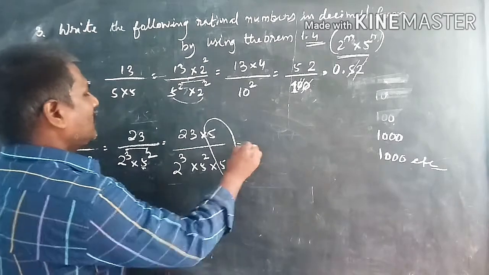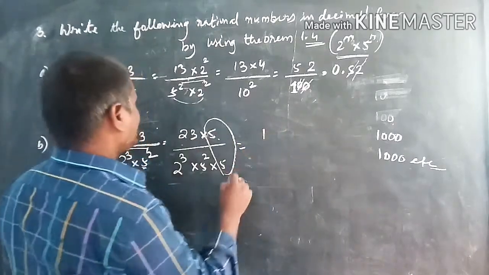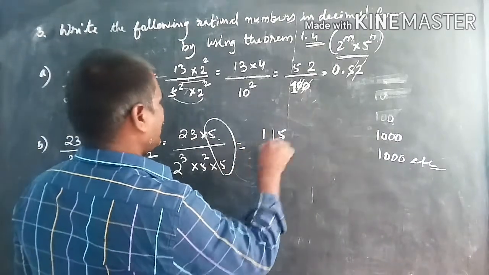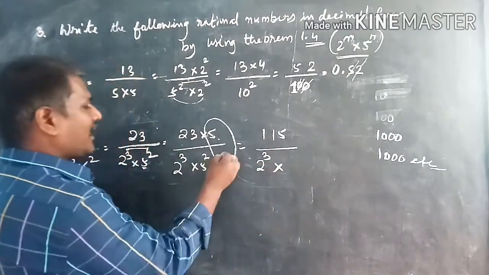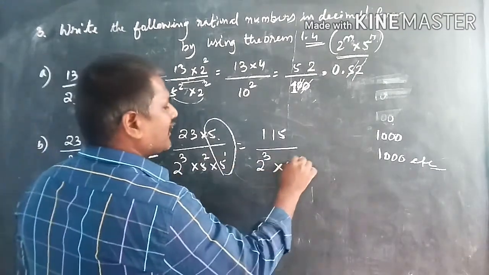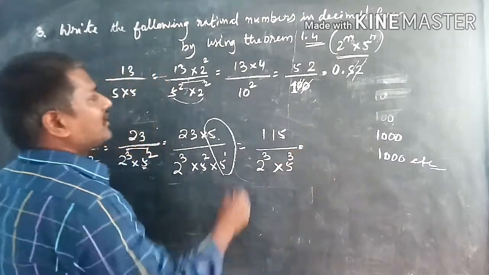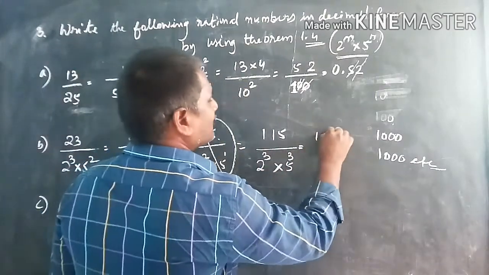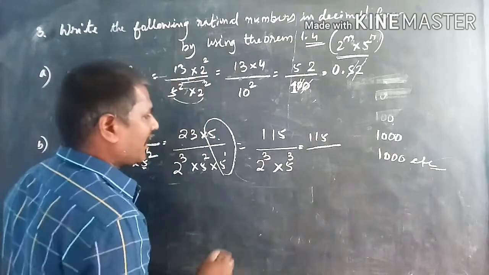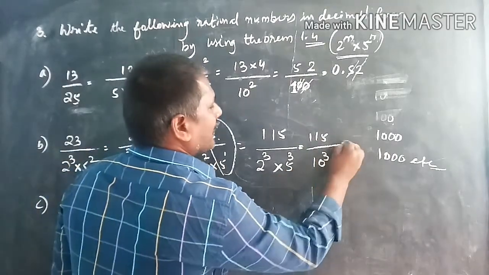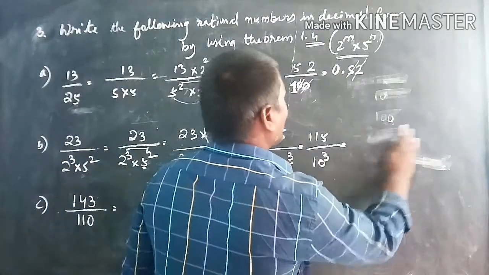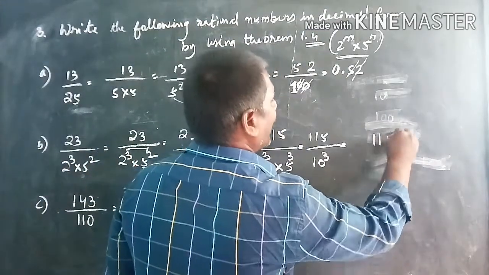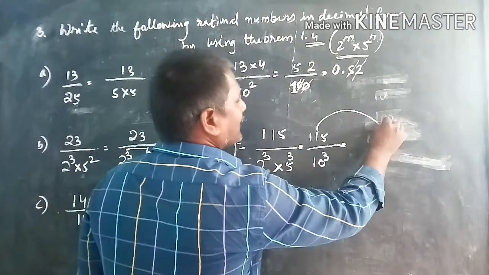Then you get 23 times 5 is 115. You can write 2 cubed and 5 squared and 5 to the power 1. Then it can be written as 5 cubed. As I told, you can write this as 115 by 10 to the power 3. 10 to the power 3 means there are 3 places after the point. You have to write the numerator 115 as it is.